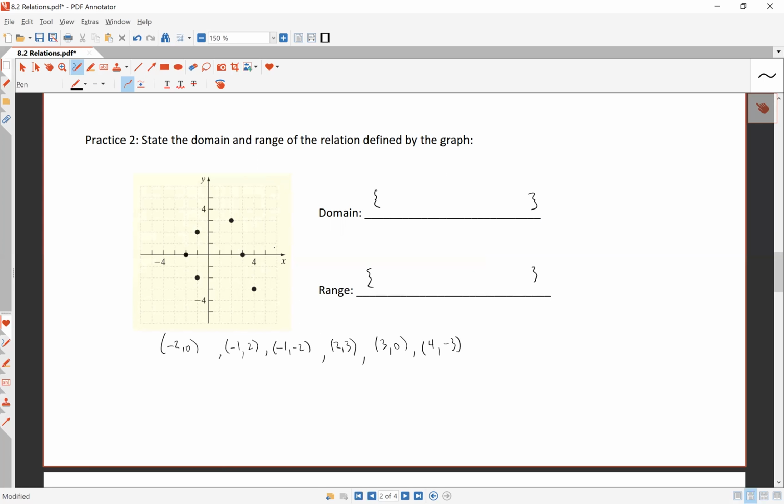Stating the domain elements, -2, -1, 2, 3, and 4. And the range elements. The smallest of those is down here at -3. Then we have a -2, a 0, a 2, and a 3. And that's the domain and range of that relation defined by a graph.